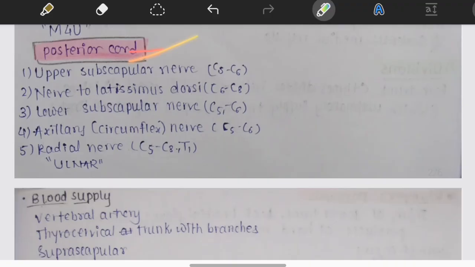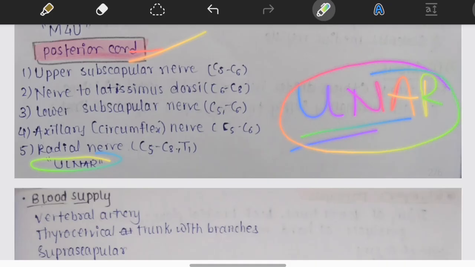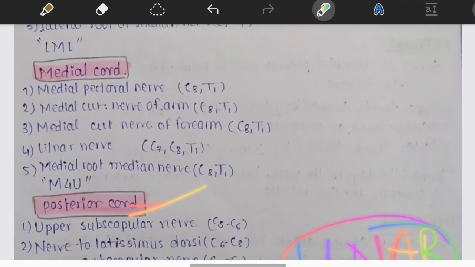And for the branches of the posterior cord, there is the mnemonic ULNAR. Remember, in the ULNAR mnemonic, there is no ulnar nerve. Here it is the axillary nerve and radial nerve. The ulnar nerve is present in the medial cord.